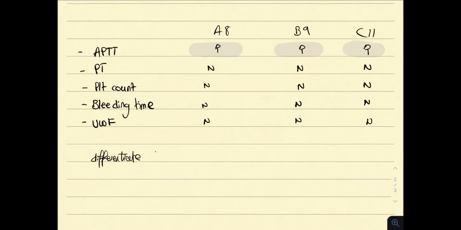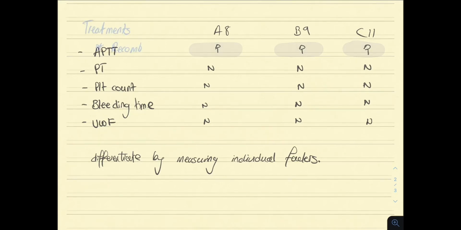So how can you differentiate between all 3 types of haemophilias, as they all present with the same clinical features and have the same blood work? Well, you can measure individual factors and you'll see a deficiency in factors 8, 9, or 11, depending on the type of haemophilia the patient has. Treatment of haemophilia is by replacing the factors, so you can give a patient recombinant factor 8, 9, or 11, depending on what type of haemophilia they have.